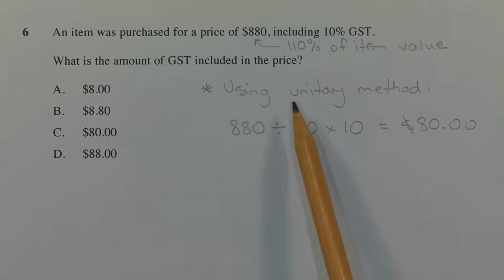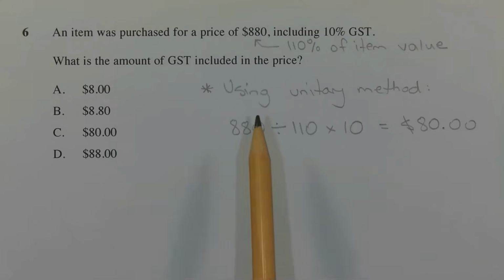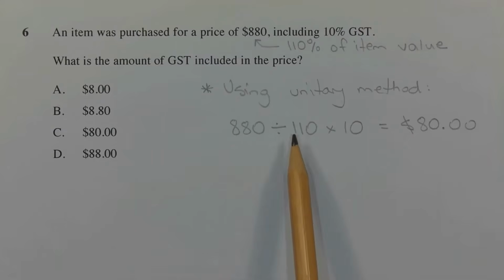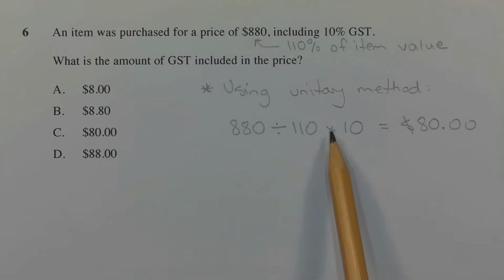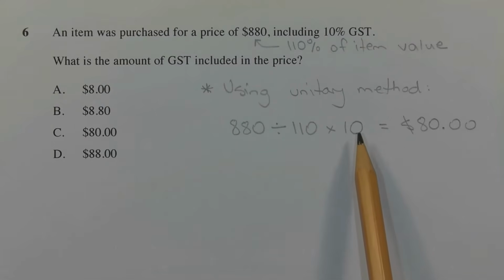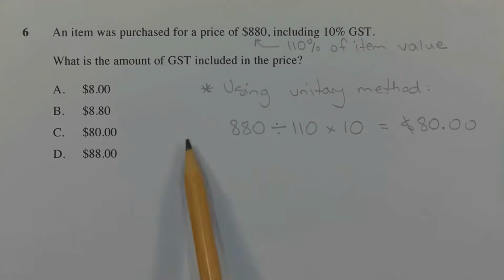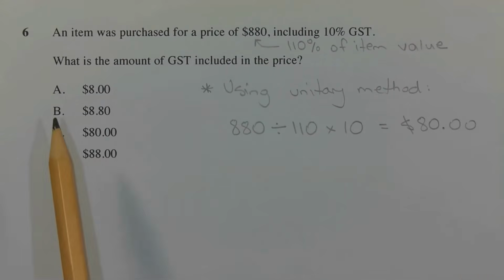Now we can use the unitary method to work out the value of 1% and then multiply that by 10 to get the value of 10%, which represents the 10% GST. So starting with the price of $880, dividing that by 110 to get the value of 1%, and then multiplying that by 10 to get the value of 10%, and we can do that all in one step, we get $80. Therefore, the correct answer is option C.